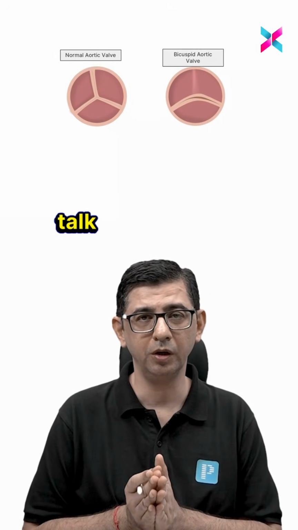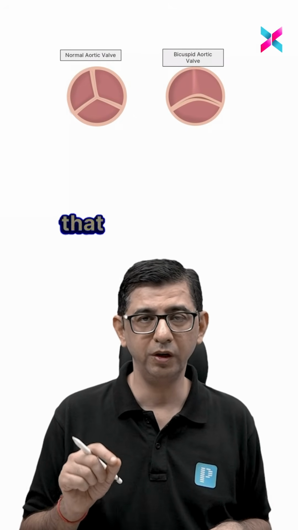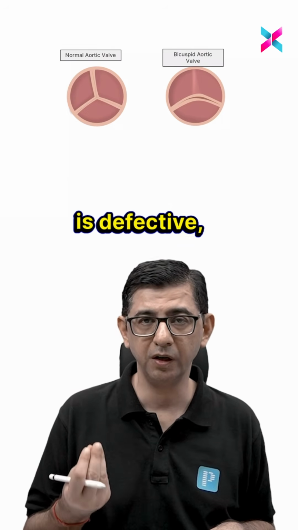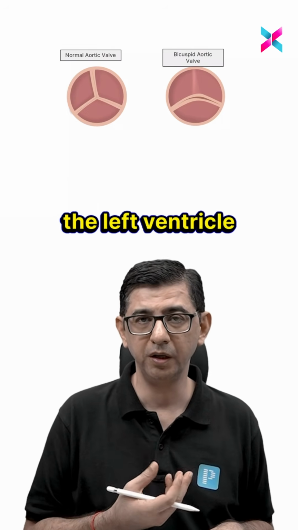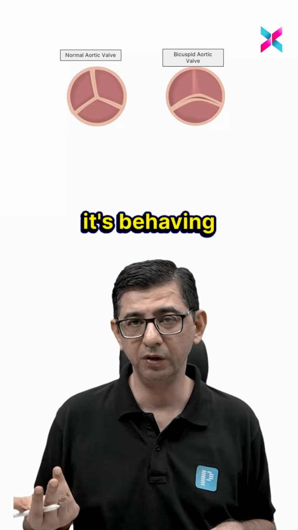You see, whenever you talk about or read about bicuspid aortic valve, you can imagine this to be a door that is defective. When I say the door is defective, it means that when the left ventricle is pumping blood into the aorta, less blood is going out. So when I say less, it means it's behaving like stenosis.